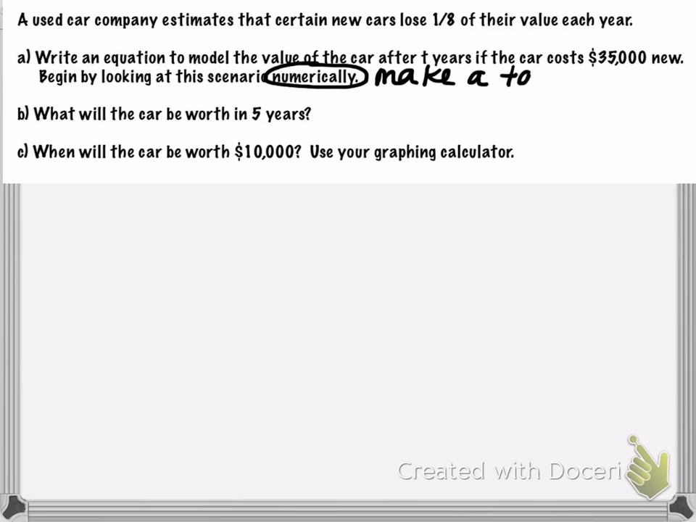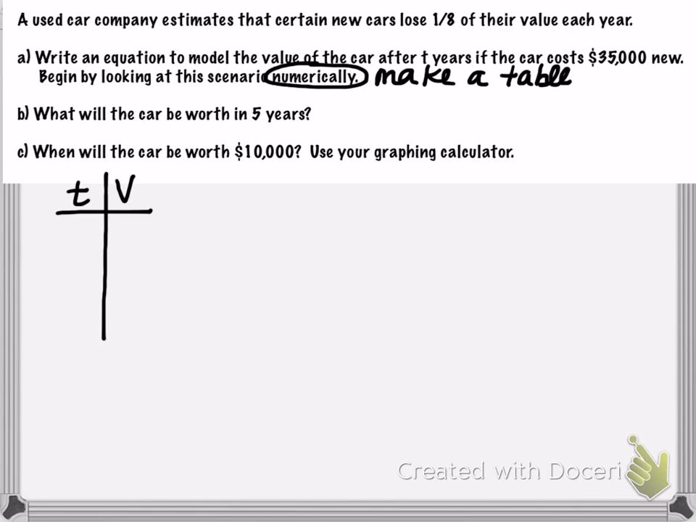So we'll start by comparing the two quantities that are changing. So we have the value of the car that's changing, and then time, how long we've owned the car. So because the value of the car depends on time, time is going to be our independent variable. So we're going to have the time that we've owned the car, and I'll use V for value, but you could use any variable that you want.